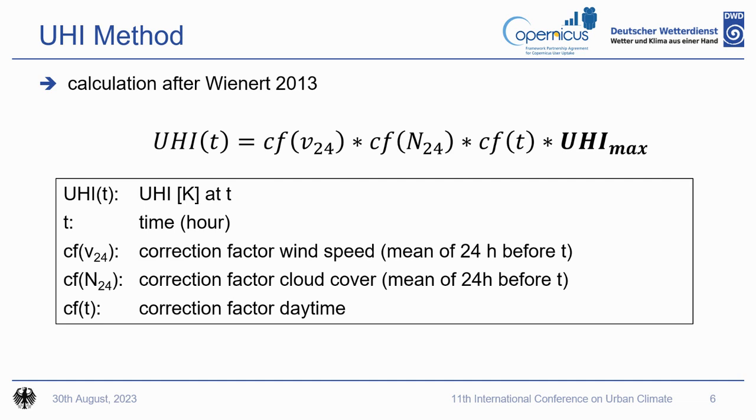This is the basic equation that we use for calculating the UHI, which you see on the left side: the actual UHI, which is dependent on a maximum value and corrected by several factors. Here, as I mentioned, it's the wind speed and the cloud cover, both the 24-hour mean before the time t, and a daytime and year-time dependent factor.